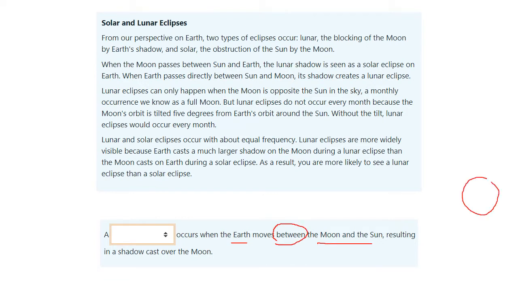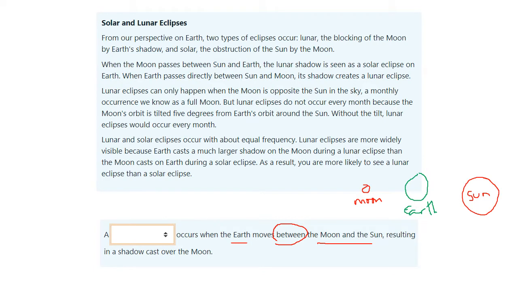So if we have the sun and we have the moon, the Earth is in between. As we read the passage, we need to think about which of those options, the solar eclipse or the lunar eclipse, happens when the Earth is in between the sun and the moon.